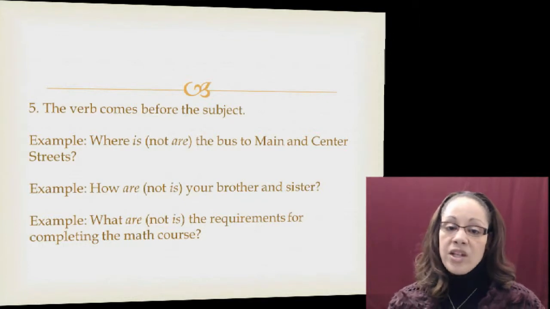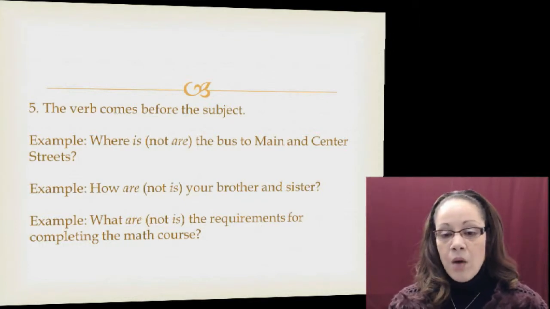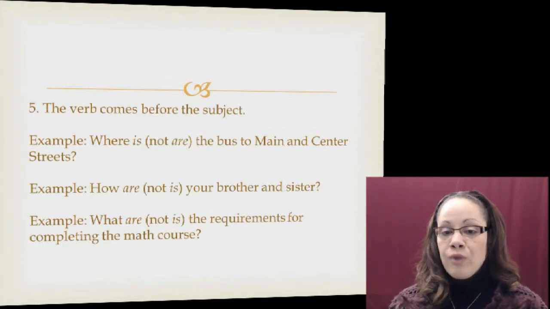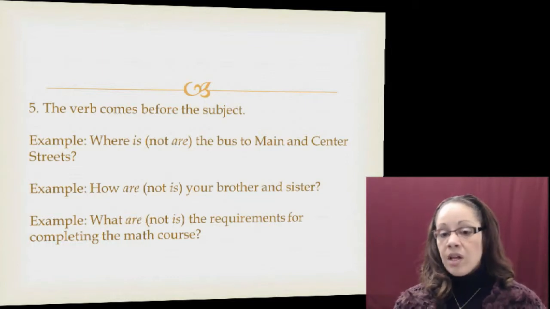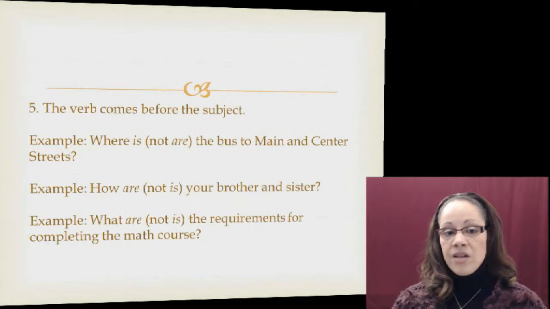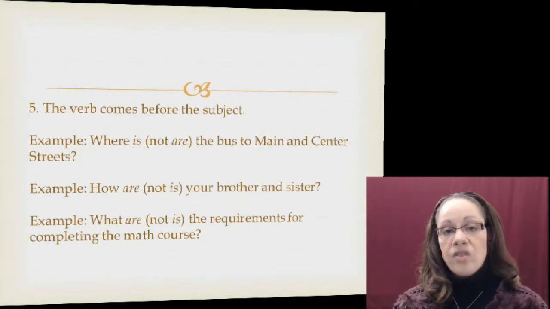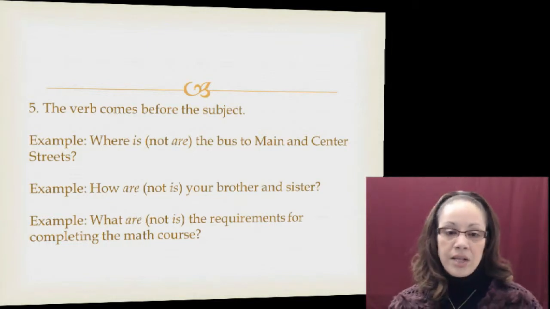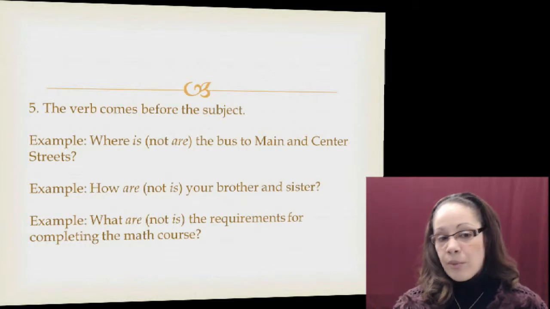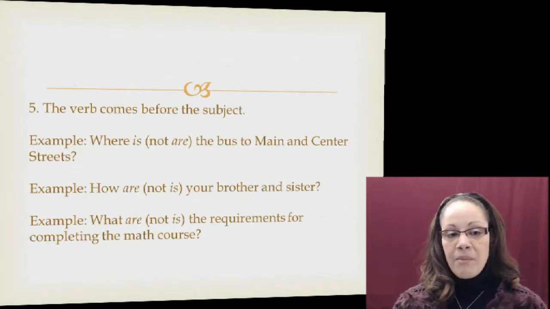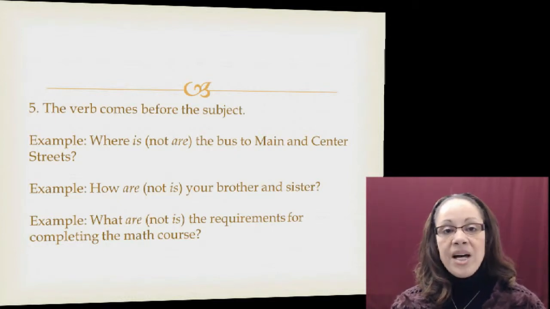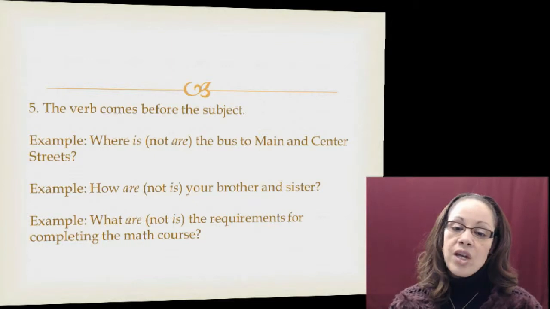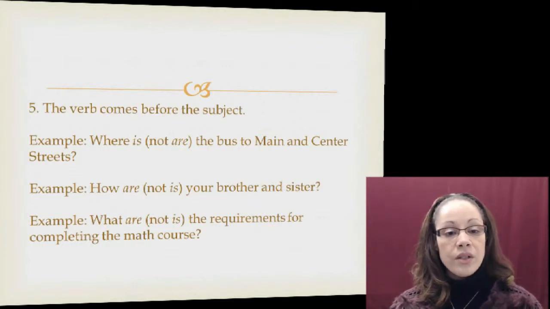Now back to our trouble spots when we have subject-verb agreement issues in a sentence. The fifth one is when the verb comes before the subject. That might cause an issue with us, and we might not be able to have our subject and our verb agree in that particular sentence. We have a couple of examples. Where is the bus to Main and Center Streets? Our verb is. It's singular. Who or what is? Bus is. Bus is also singular, so our subject does agree with our verb.